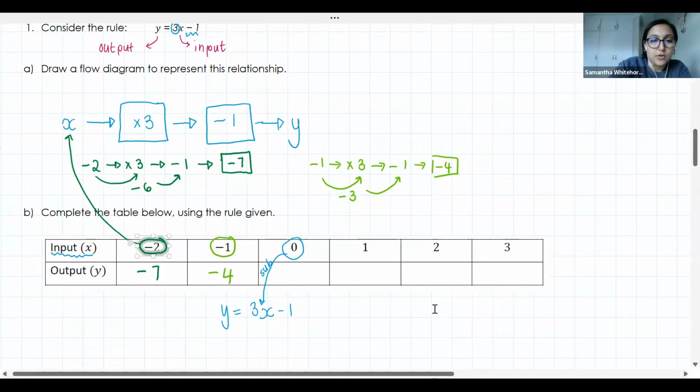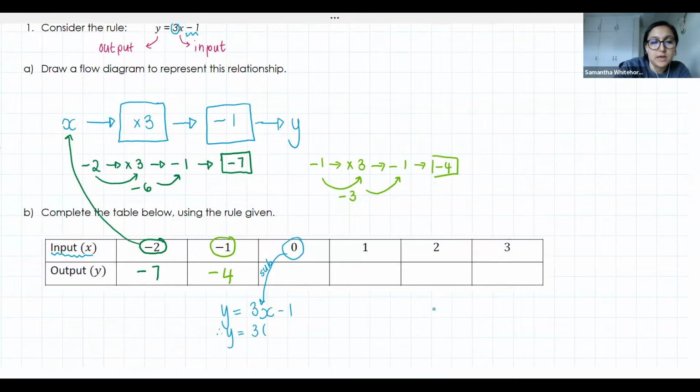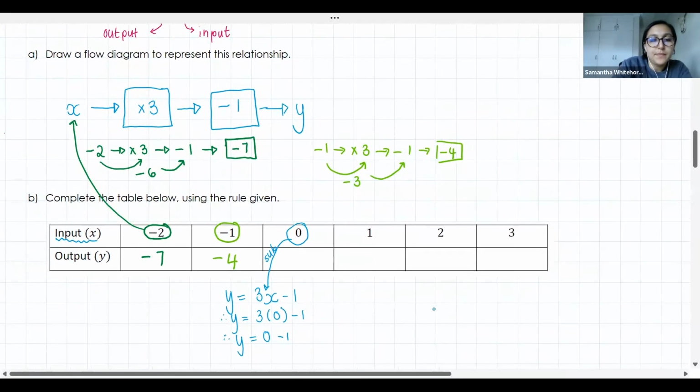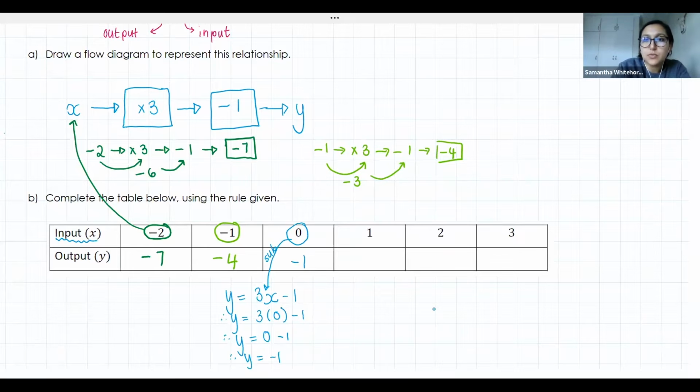So if we look at 0, we will have y is equal to 3 times 0 minus 1. We know that 3 times 0 is 0. So we've got 0 minus 1. And so we get our output is -1. So using the rule, we're still able to find an output.